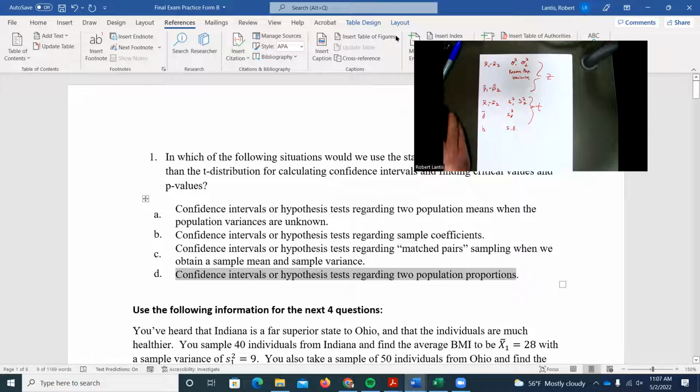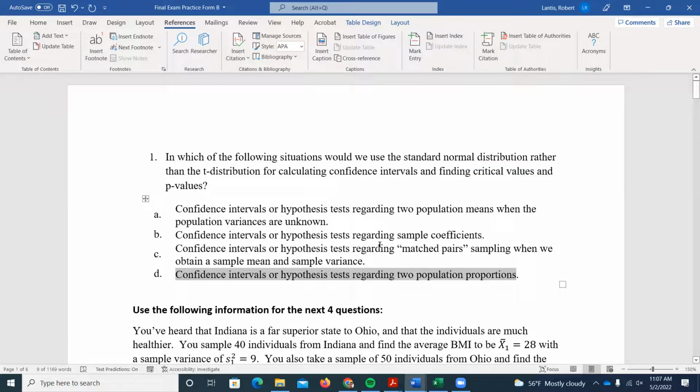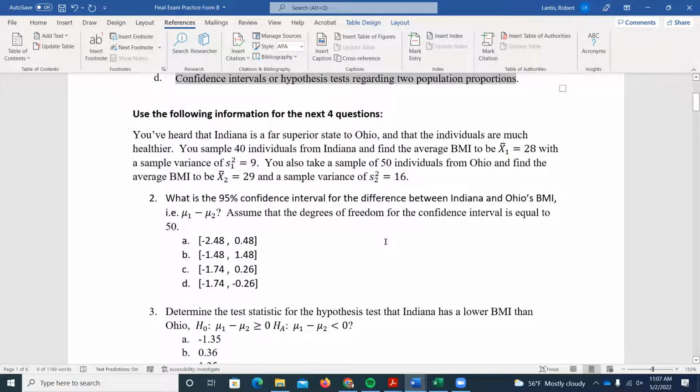All right, so for problem 2, we're looking at Indiana and Ohio. Indiana is our first group. We've got 40 people, and they've got a sample mean BMI of 28, and we have the sample variance as well. We've got the same thing for Ohio, that's our group 2. And then we want to build a 95% confidence interval for the true difference between the BMIs of both states.